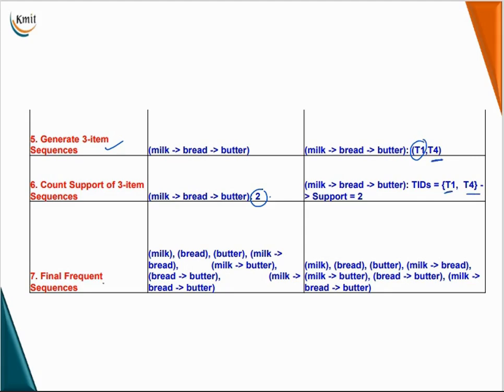So these are the final frequent sequences: milk, bread, butter for one item sequence. Next for 2 item sequence: milk bread, milk butter, bread butter. For 3 item sequence: milk, bread, butter. In the same way on the other side, that is the SPADE side.